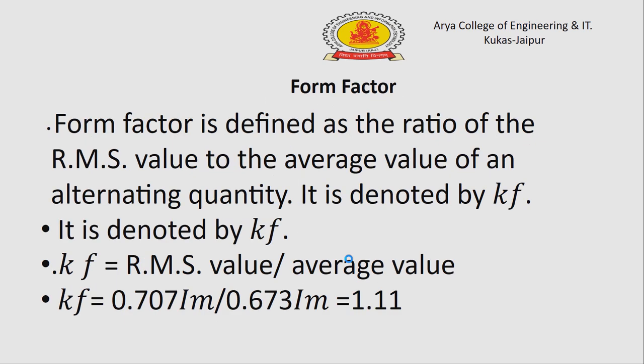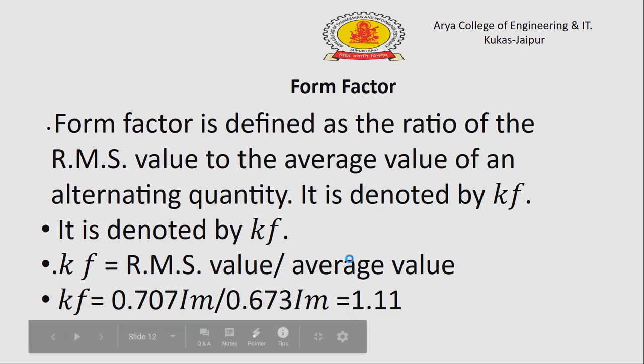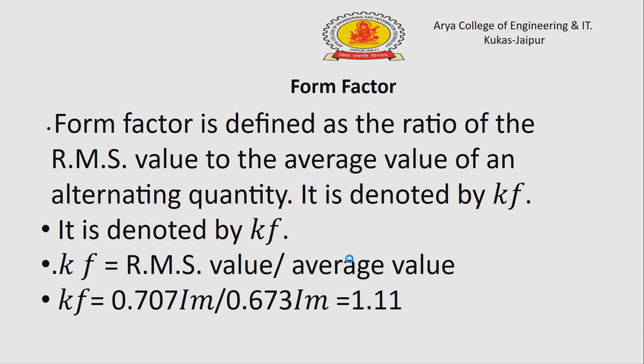Now the form factor. Form factor is defined as the ratio of RMS value to the average value of an alternating quantity. It is denoted by Kf. Kf equals Vrms upon V average, or Irms upon I average. Kf equals RMS value upon average value, that is 0.707 Im, the RMS value of a sinusoidal waveform, upon 0.637 Im, the average value of a sinusoidal waveform. Calculating this equation, we find the form factor for the AC wave is 1.11.